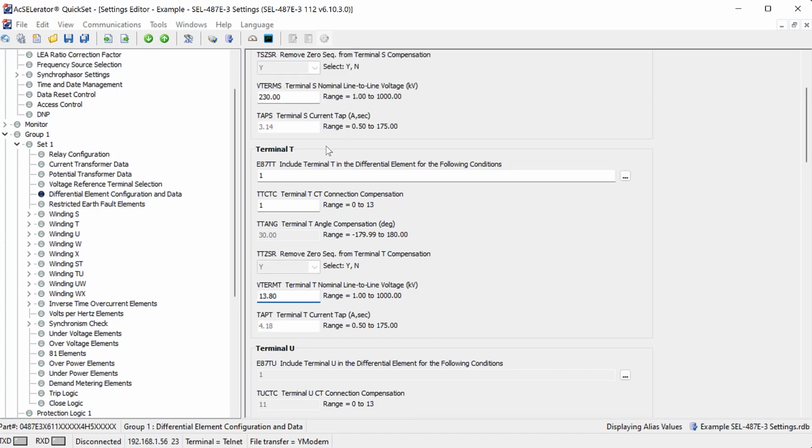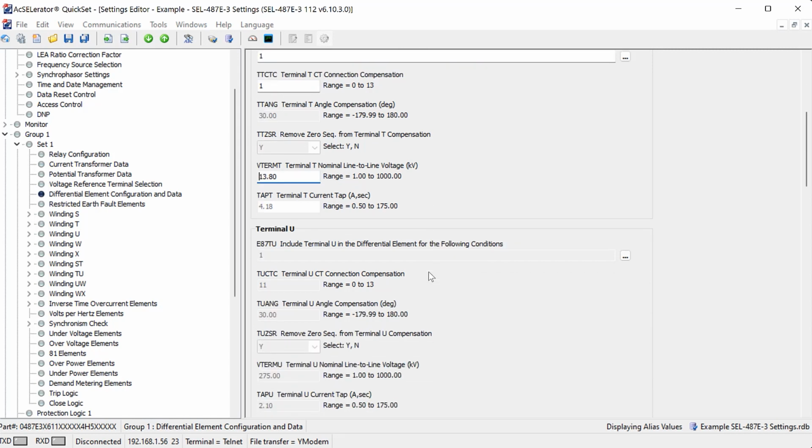Now notice over here that the tap S and the tap T settings got auto-calculated by the relay. And these numbers match what we calculated before. So the relay already knows what information that you gave it, which was the MVA, the current transformer data, so the ratio and the connection type, and then the voltages for each winding. It knows how to calculate that internally. So that's what we calculated before. 3.14 for the high side, 4.18 for the low side.